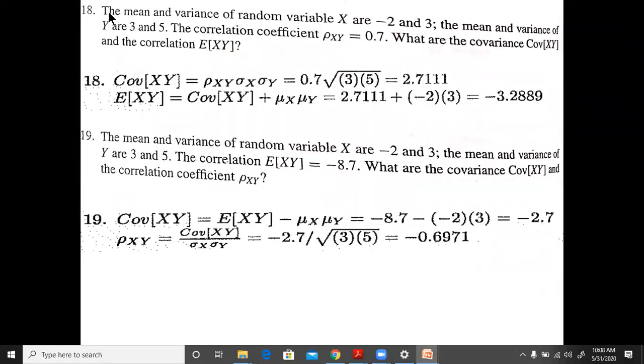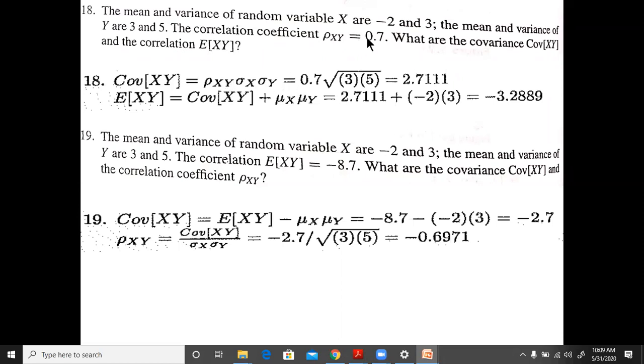Let us take some of the other examples also. The mean and variance of the random variable x are -2 and 3. So this is the mean and this is the variance of x, and the mean and variance of y are 3 and 5. The correlation coefficient is this. What are the covariance and the correlation? So covariance is nothing but again the correlation coefficient, rho xy, multiplied by sigma x, sigma y, which are the standard deviations.